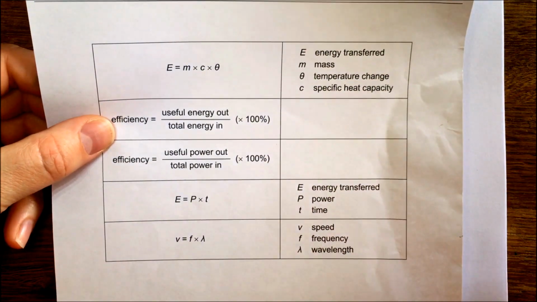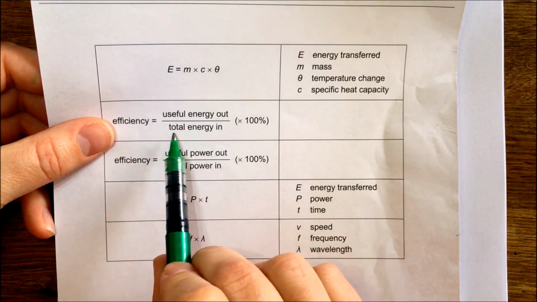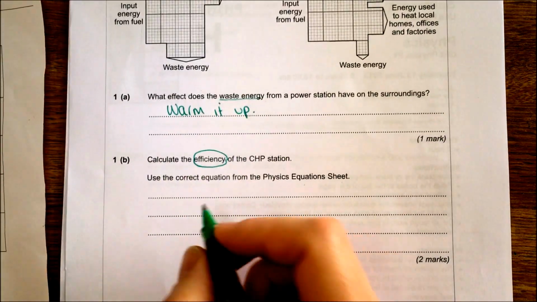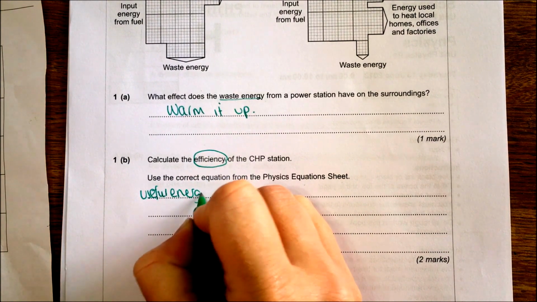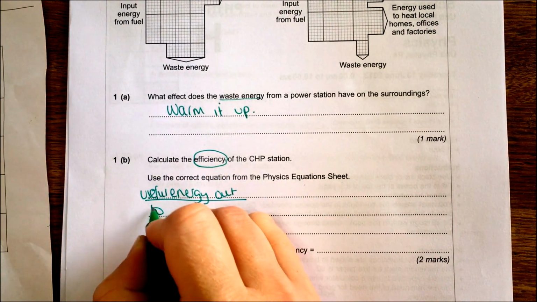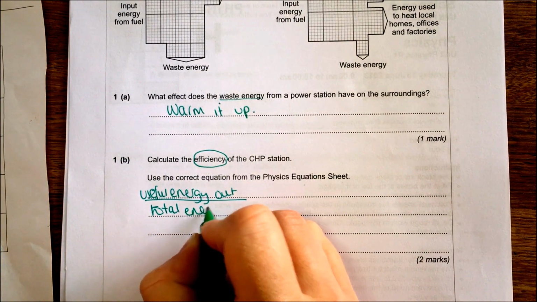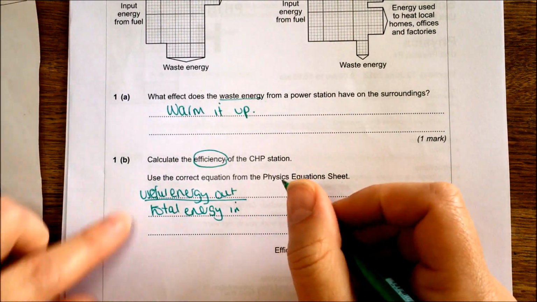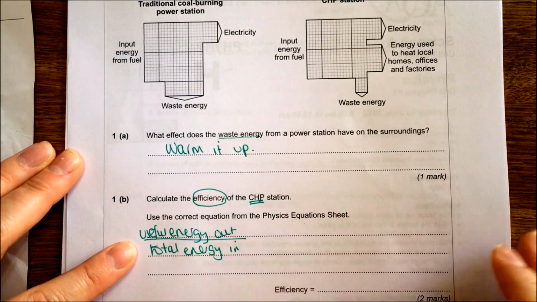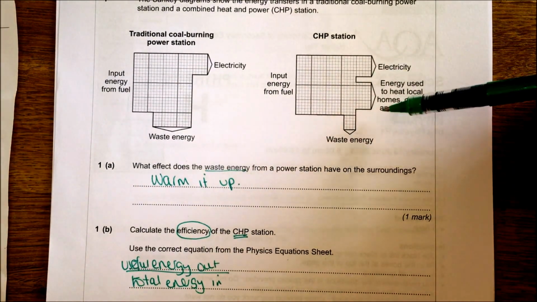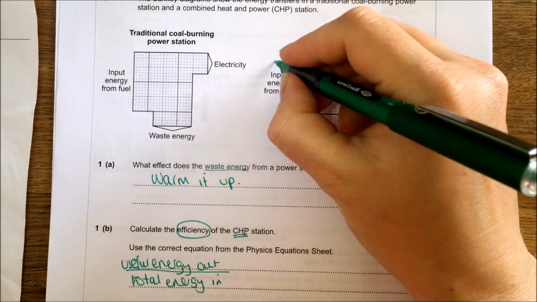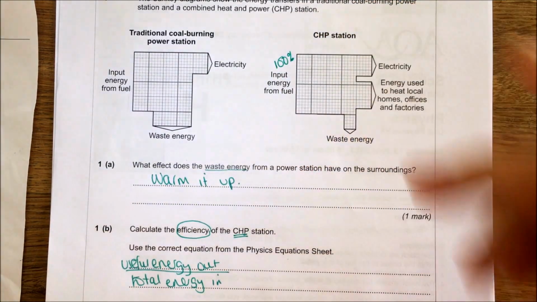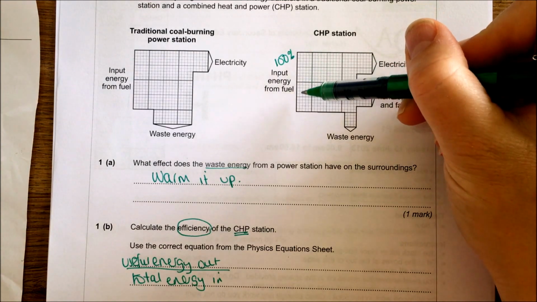Okay, so what we want is useful energy out divided by total energy in multiplied by 100. So if we write this down here, we want useful energy out divided by total energy in. So our useful energy out, and we're looking at the CHP station, we've got all of this here. So on this side, this equates to 100%, okay? So this would be 100% of energy going in. And we need to work out what these squares add up to.